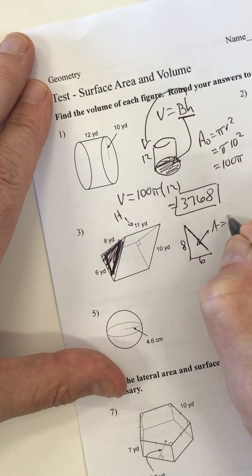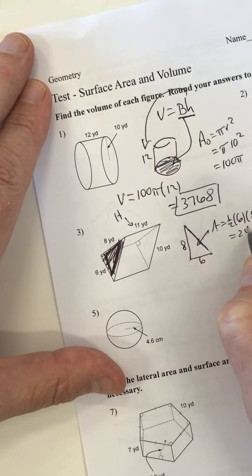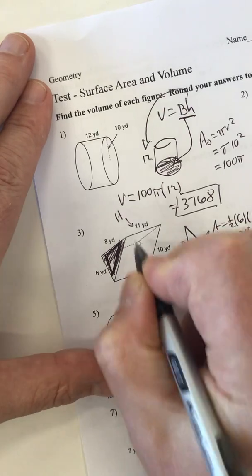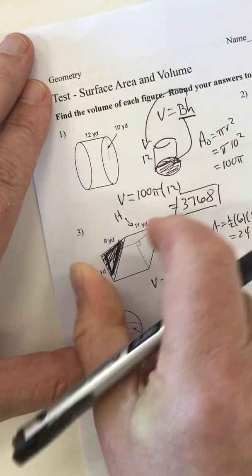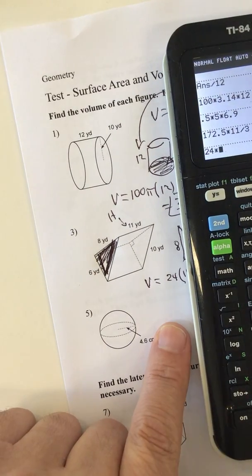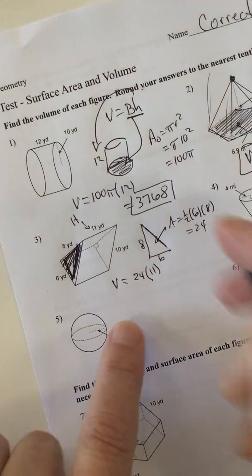So the area of a triangle is 1/2 times base times height. So that's 24. So the volume is the area of the base, 24, times the height of 11. Now that does not go to a point. That does not go to a pyramid. So it's 24 times 11, which is 264.